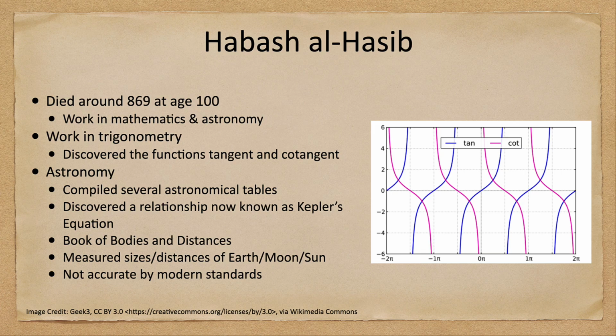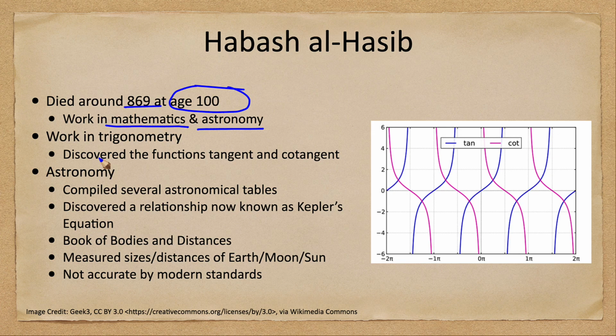Well, we know that he died in the year 869 at the age of about 100. So it looks like he had lived to about 100 years old. And he did work in both mathematics and astronomy. So what did he do? Let's look at the mathematics first.